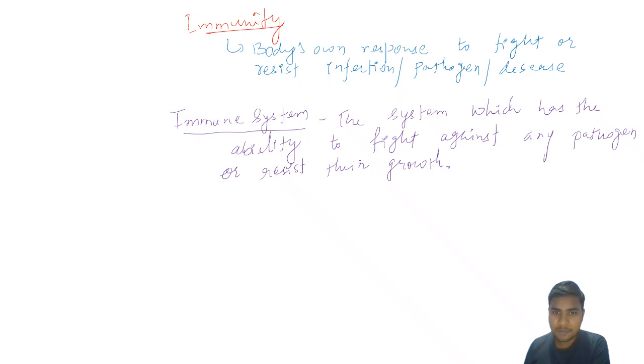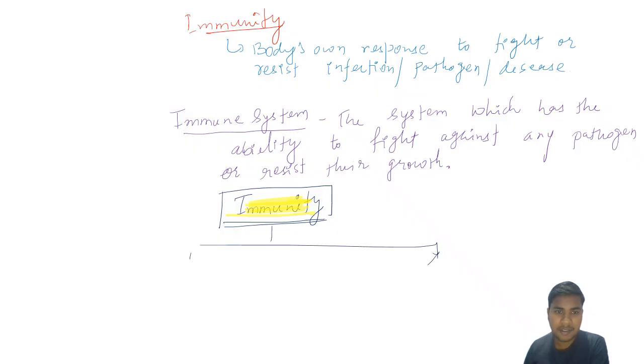So immunity is of two types. It is innate immunity and acquired immunity.